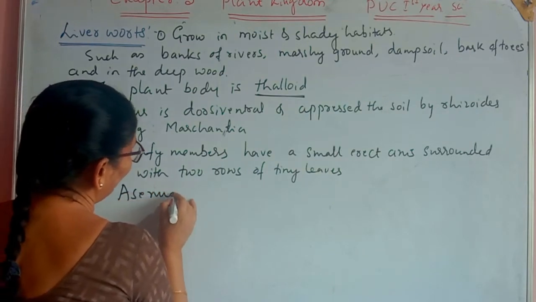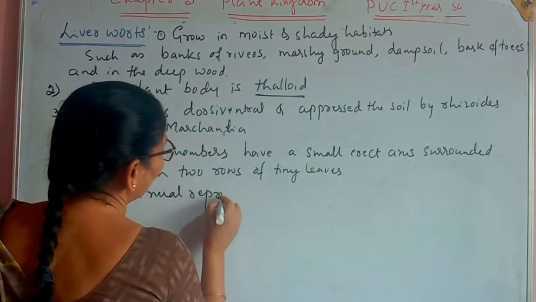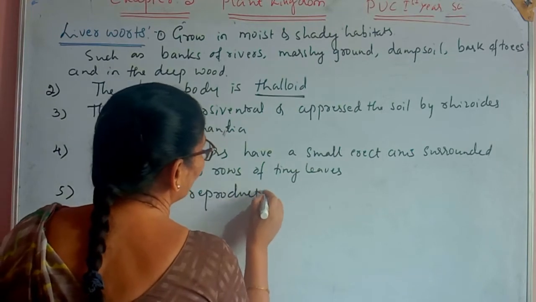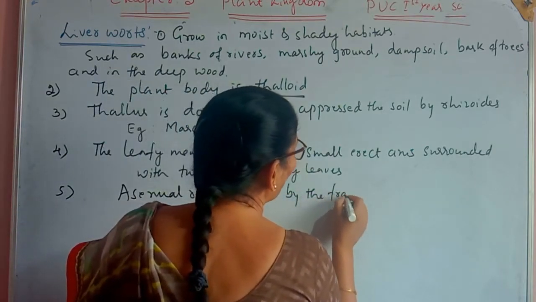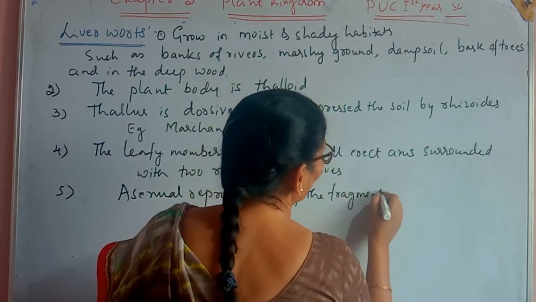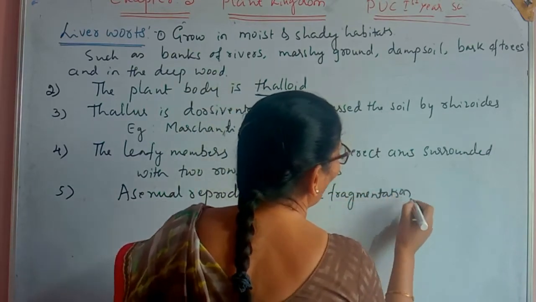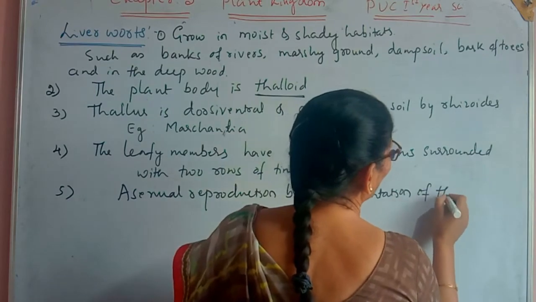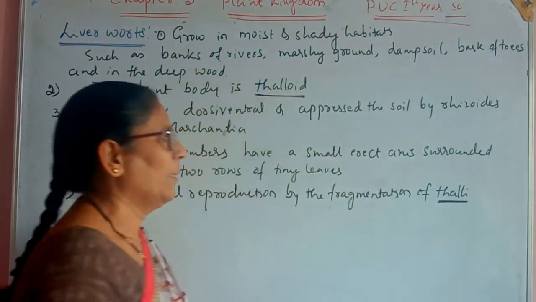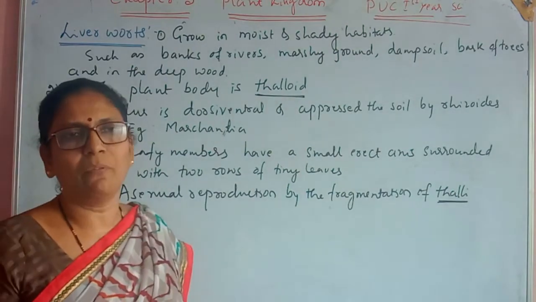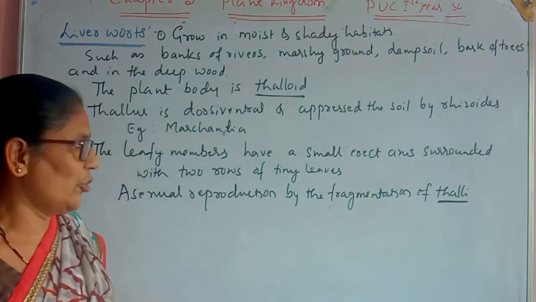Asexual reproduction by the fragmentation of thalli. When thalli become fragmented, each fragment will develop into a new individual.